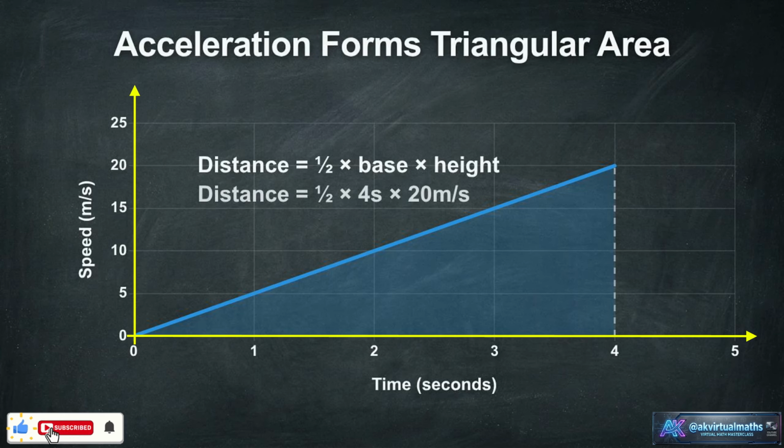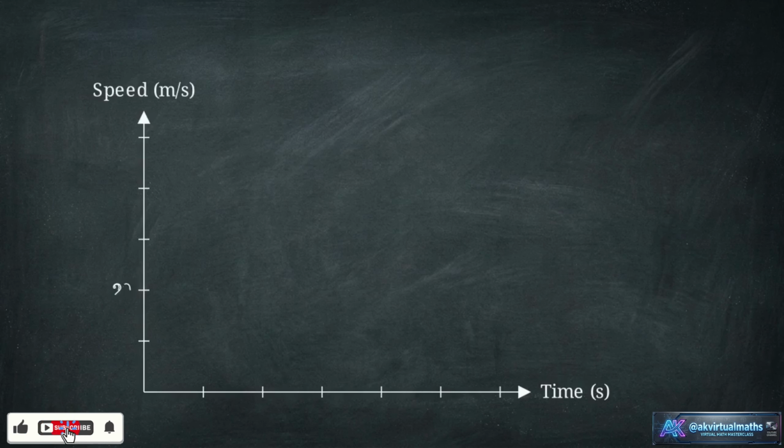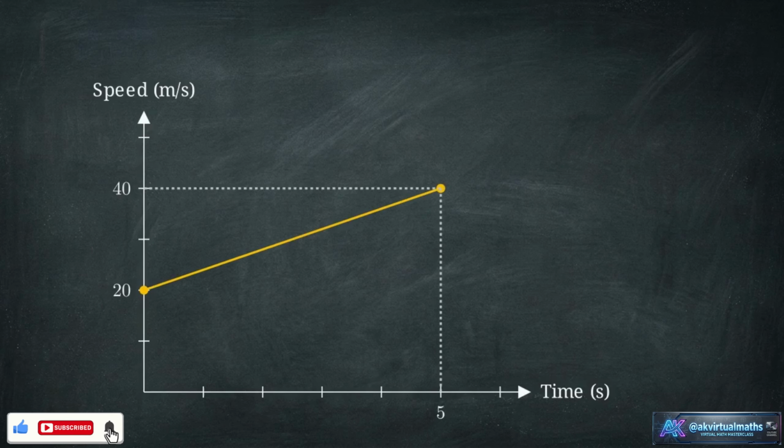1/2 times a base of 4 seconds times a height of 20 meters per second gives us a total distance of 40 meters. Constant acceleration from rest will always form a triangle, so remember to have the product of time and maximum speed. Now consider an object that is already moving at 20 meters per second, then accelerates to 40 meters per second over 5 seconds.